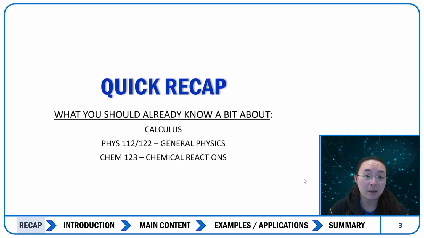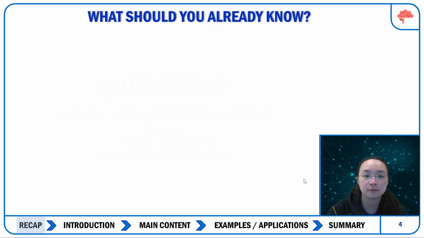So here's a quick recap, what you should already know a bit about. Some calculus, Physics 112 or 122. You need to know some general physics in order to progress well in this course. And something you should know is some chemistry. So Chem 123, chemical reactions, that is quite important in this course, some biochemistry knowledge.